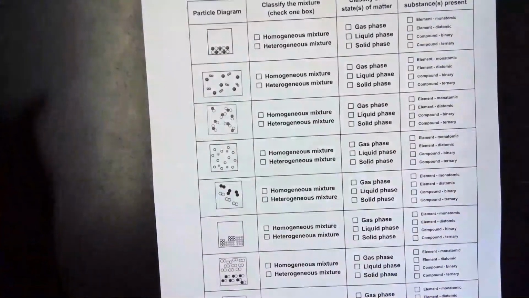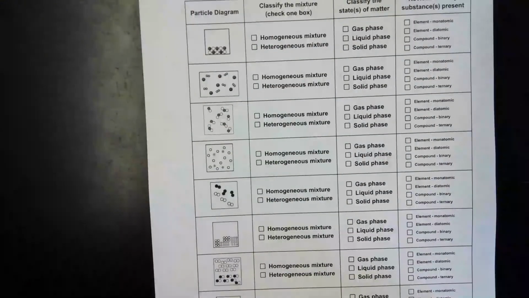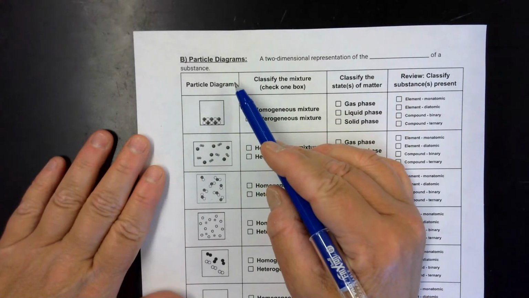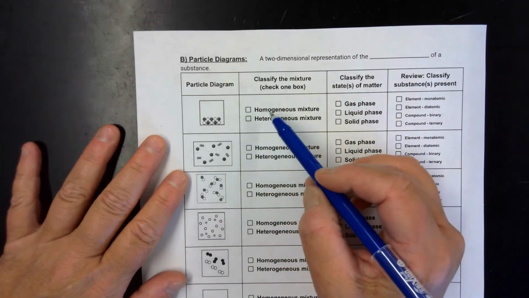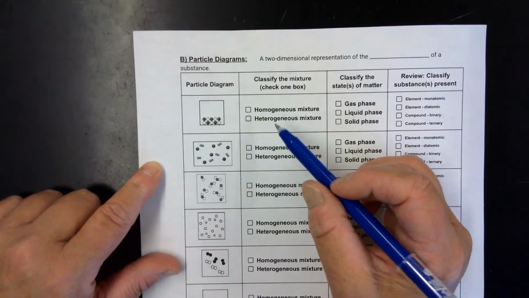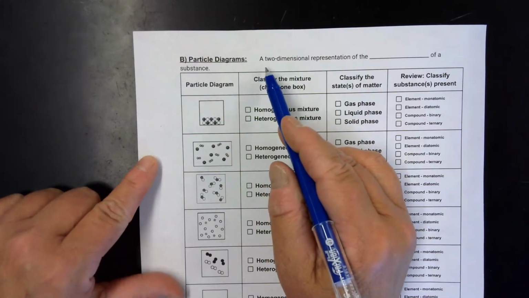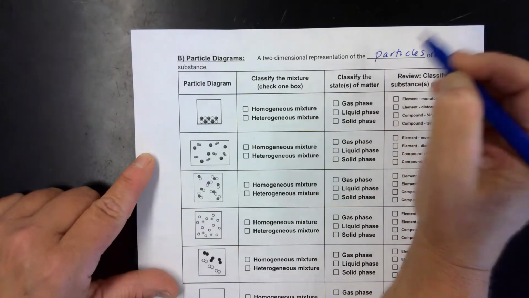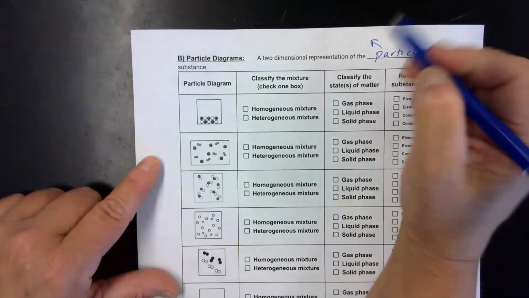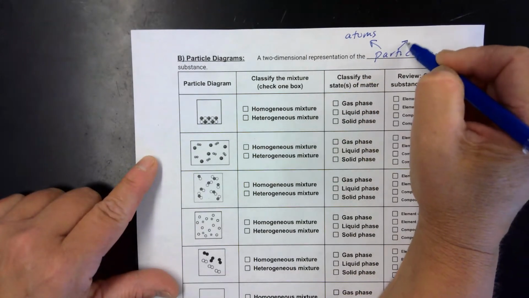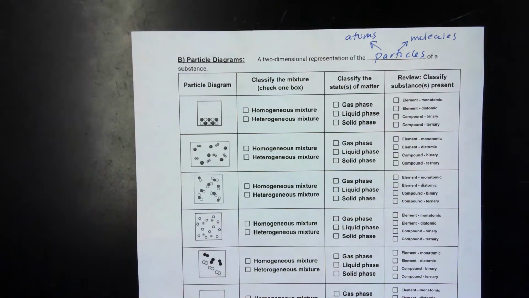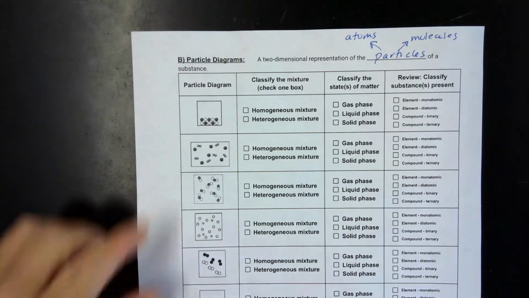All right, let's take a look at the third page. This is meant to help us practice together and to classify particle diagrams based on what we have been learning so far. Particle diagrams, as you've been seeing, are two-dimensional representations of the particles of a substance. Okay, there's that word particles. Particles are either atoms or molecules. Think of the word particles as more of a generic example, and atoms and molecules are specific examples of particles.